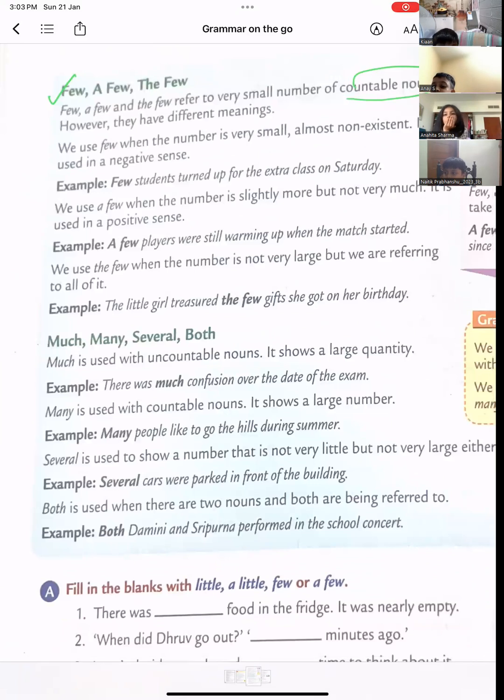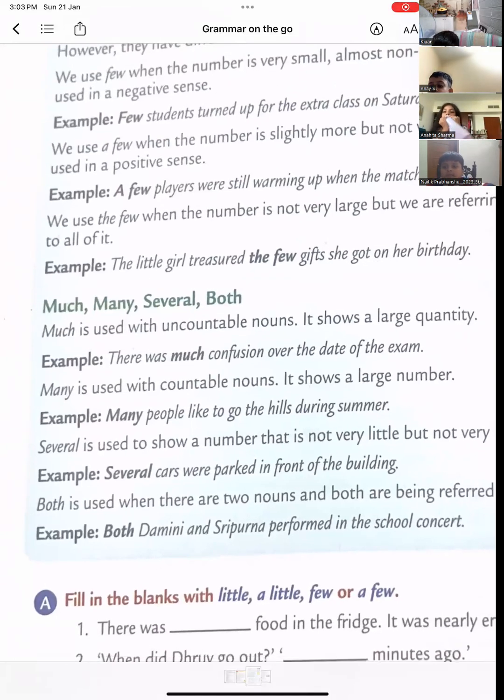Next is when to use much, when to use many, several, and both. Now, much. Much is used for uncountable nouns. I don't have much hair. Since we have taken that topic of hair, after undergoing the chemotherapy session, let's take any name like Meera, Meera didn't have much hair on her head. Correct? Many hair toh nahi bol sakte na? Right? Kids? Yes? Next.